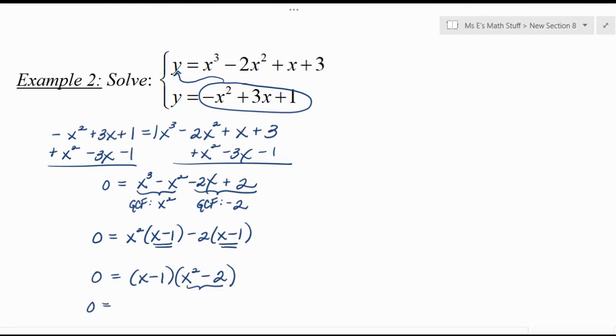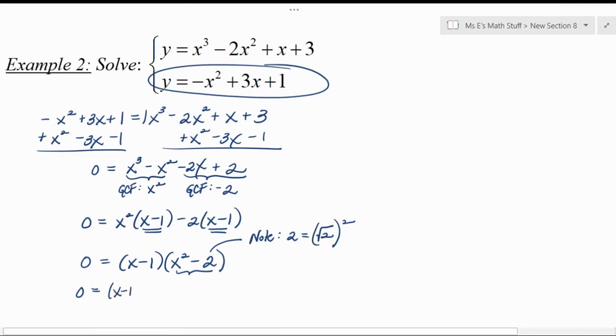I personally think of it as a difference of two squares. And so a note: 2 is equal to the square root of 2 squared, and that's why I think of that as a difference of two squares. Factors would be x minus 1 times x plus square root 2 times x minus square root 2. Then setting each factor equal to 0 and solving for x separately would lead to three solutions: x equals positive 1, x equaling negative square root 2, and x equaling positive square root 2.